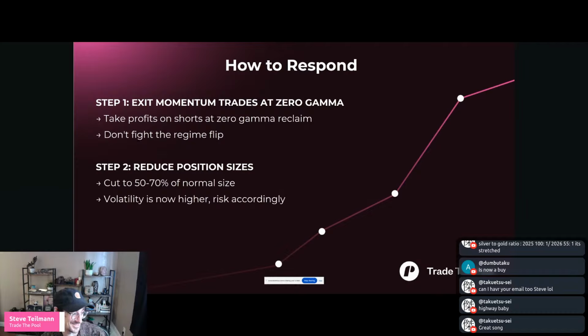Let's see. Nobutako asking, is now a buy? That's a great question. Hang out till the end of this. I promise I will pull up the now chart. I won't clickbait you. I do not think it's a buy yet, but we can walk through the actual reasoning, and I can pull up the chart and all that in a little bit.